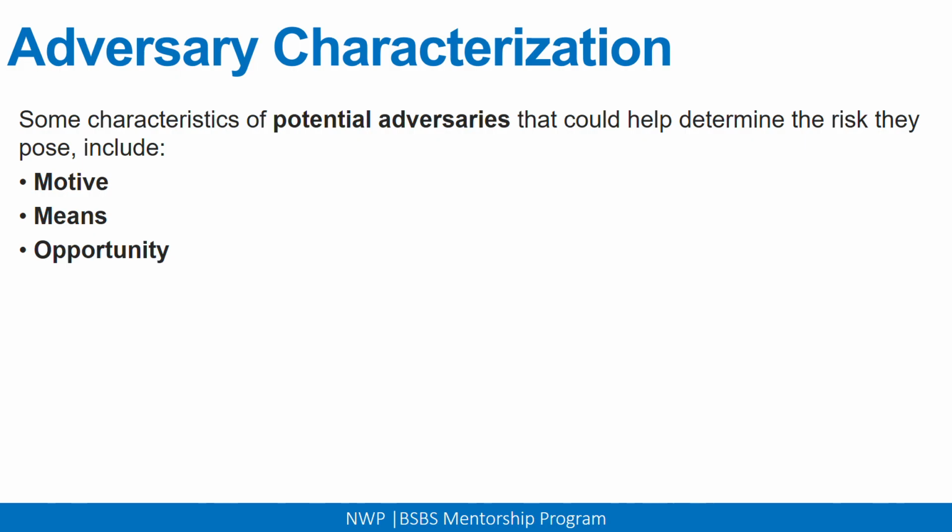For an outsider, it's hard for them to just come in and get the agent because they don't know the systems, and they don't know how to move around the facility or lab without being noticed. So the opportunity becomes less for the outsider.